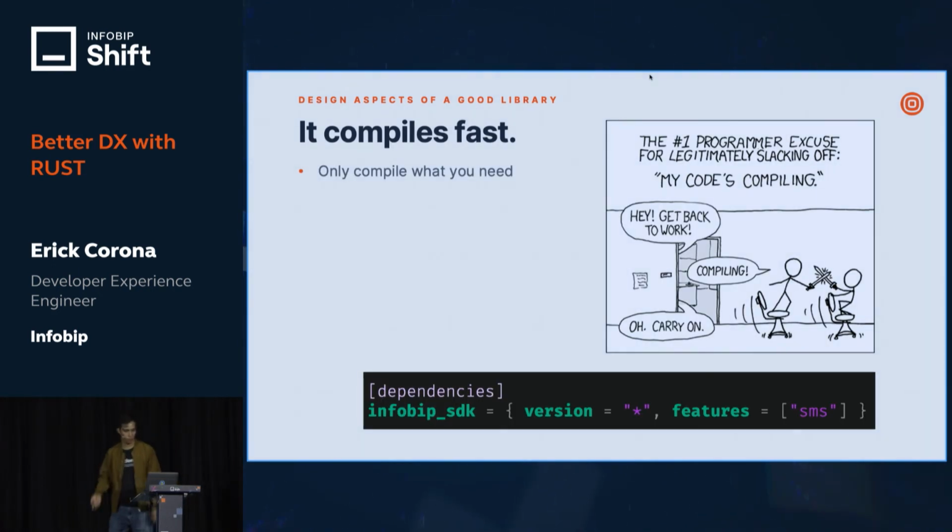And that enables us to use a very cool feature from Rust, which is called Cargo features, which allow you to only compile what you need. So instead of having to compile all the code in the library, you just compile the specific feature that you want. If you are going to use, for example, SMS, you don't have to compile email, WhatsApp, and all the other things that we support. So we are not giving you time to slack off like this too.